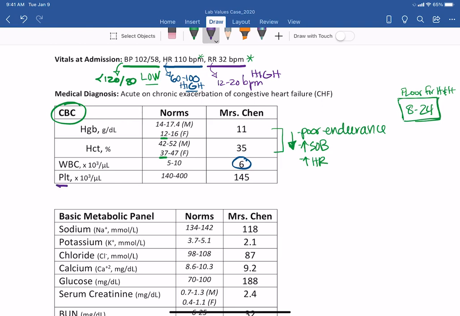All right, her platelet count is 145. Again, that's times 10 to the third per microliter, easily within the normal range. So based on her platelets, I don't see any obvious bleeding risk here, right? There's nothing to draw my attention to this value in any way.